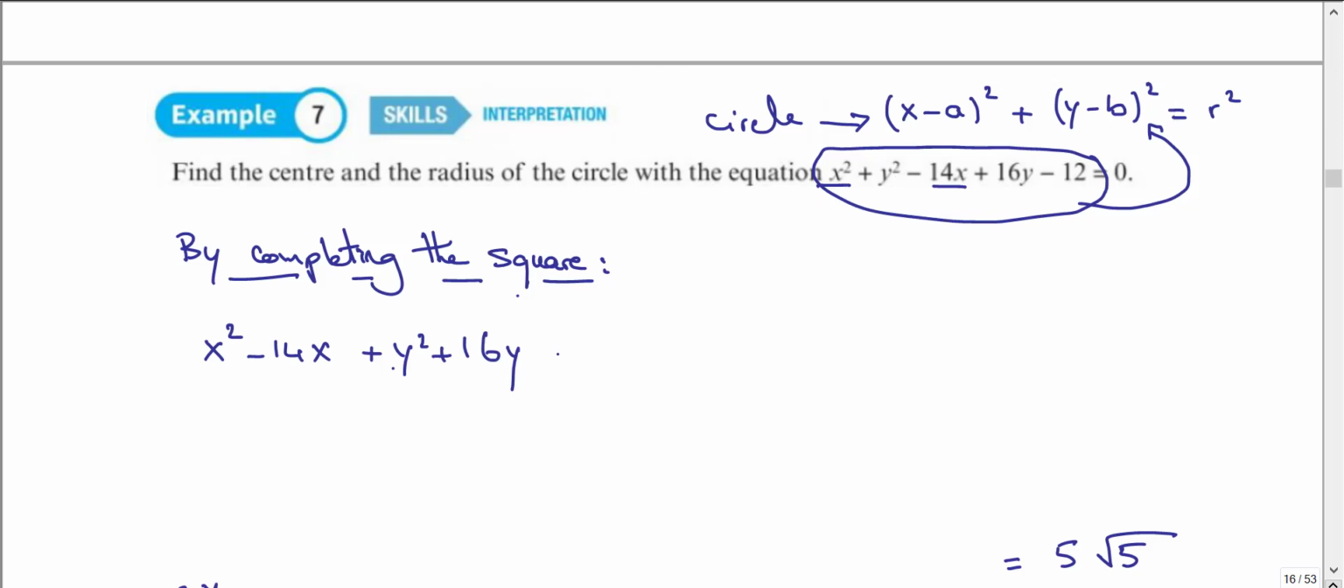And then we have the negative 12. After this, we will complete the square for x, and we'll complete the square for y. How? Now for x, how to complete the square? Bracket with the power 2 minus power 2.